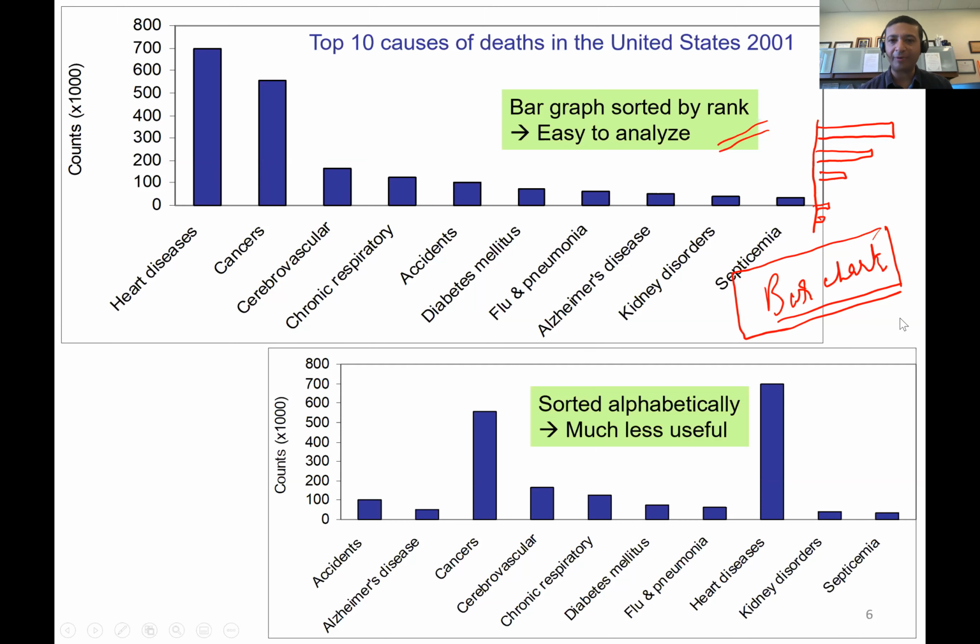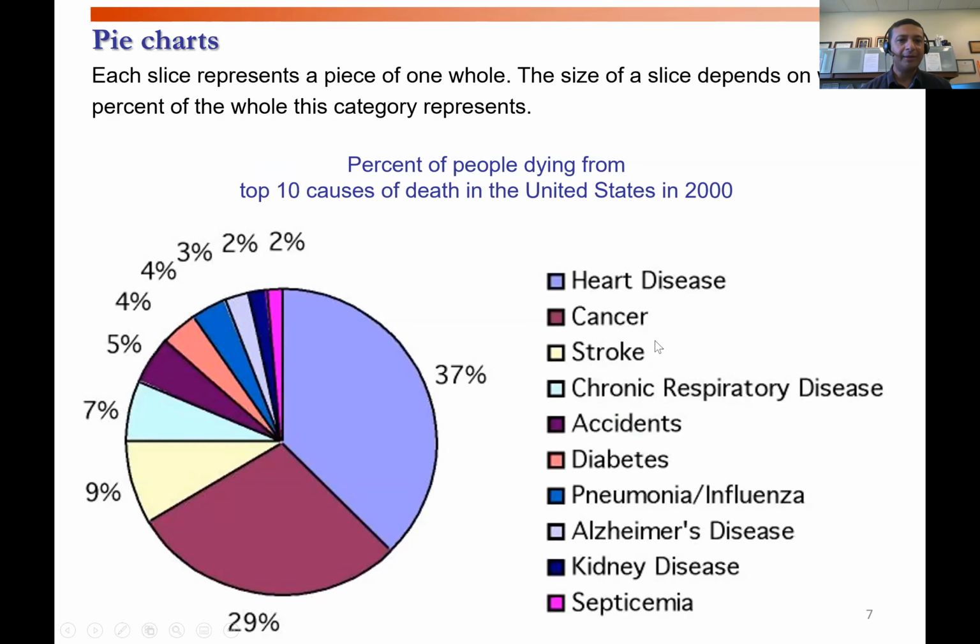So that's one way of representing the data. The other way is what we define as a pie chart. Each slice represents a piece of one whole. The size of the slice depends on what percent of the whole the category represents.